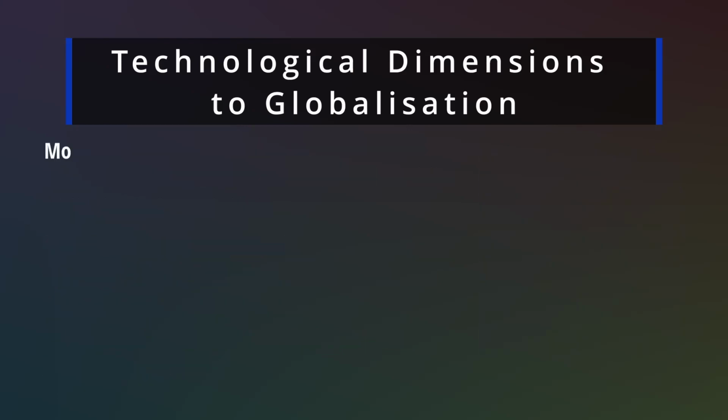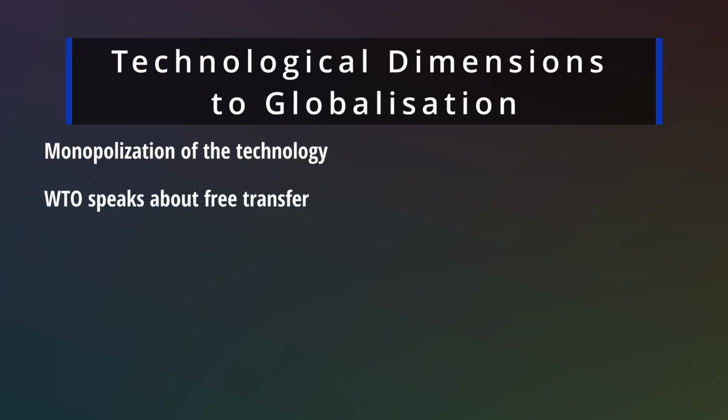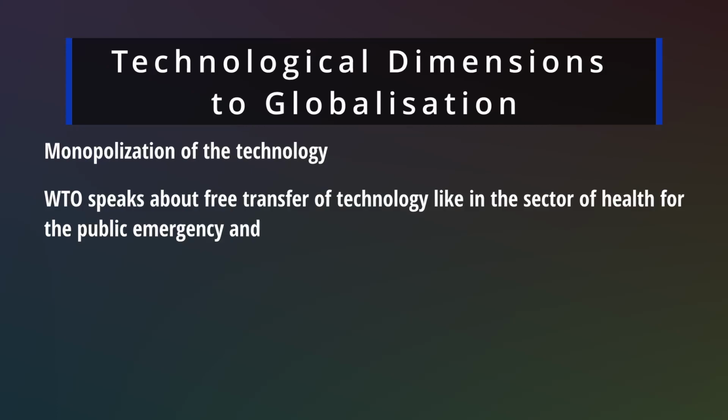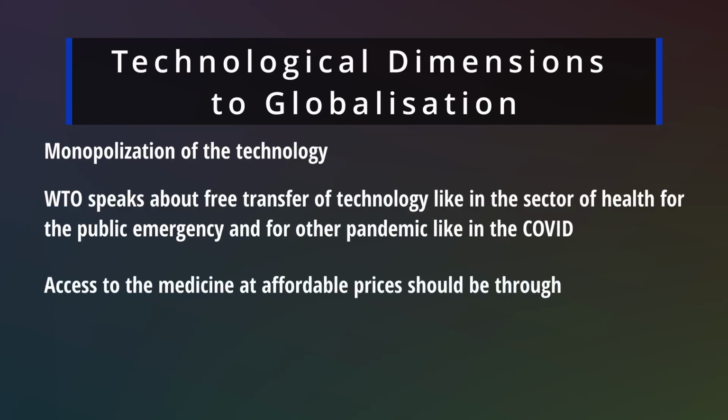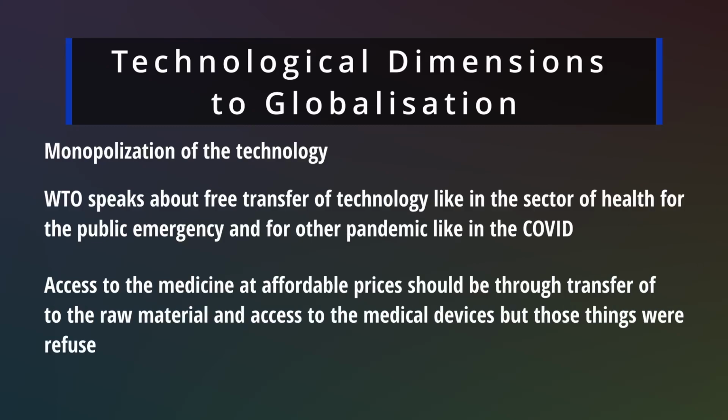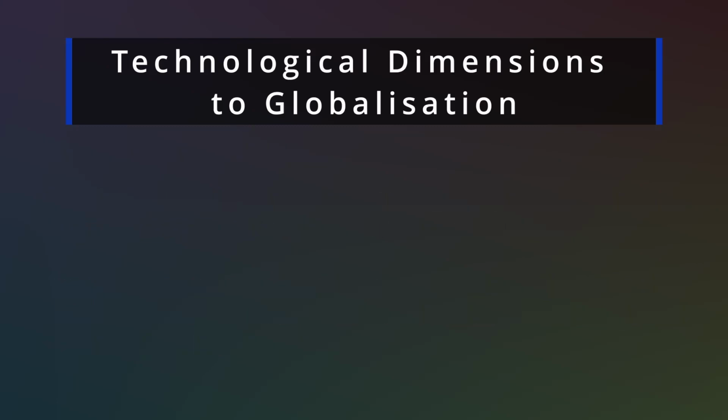Now, another point which is happening because of the technological changes is something called monopolization of technology. Even the WTO speaks about free transfer of technology. But in certain areas where it should be done, like in the health sector, for public emergencies and pandemics like COVID, the issue was raised in the WTO that access to medicine at affordable prices should be ensured through transfer of technology, access to raw materials and access to medical devices. But those things were refused by the developed countries. So that issue is still pending in the WTO.